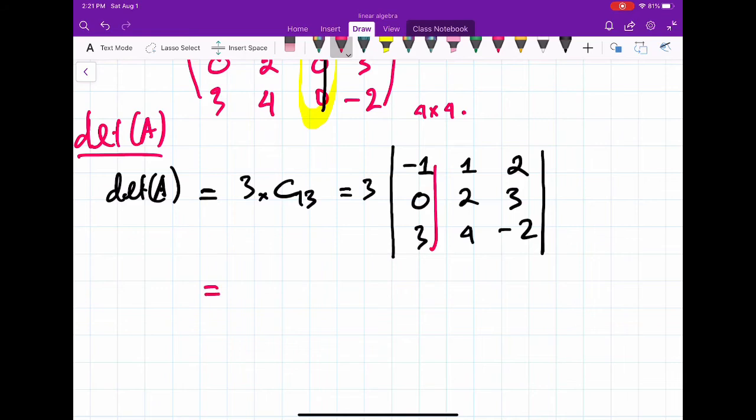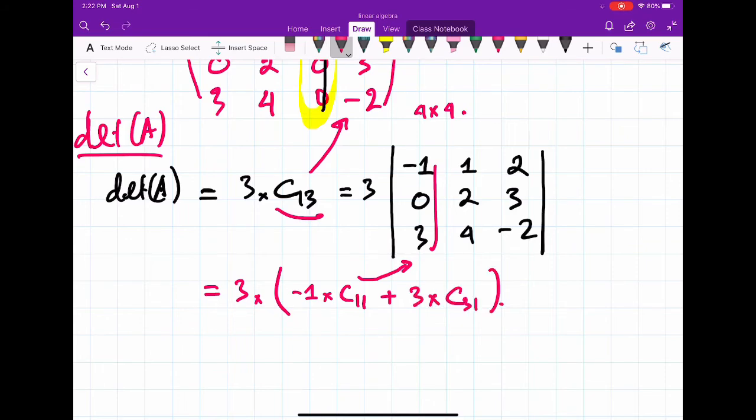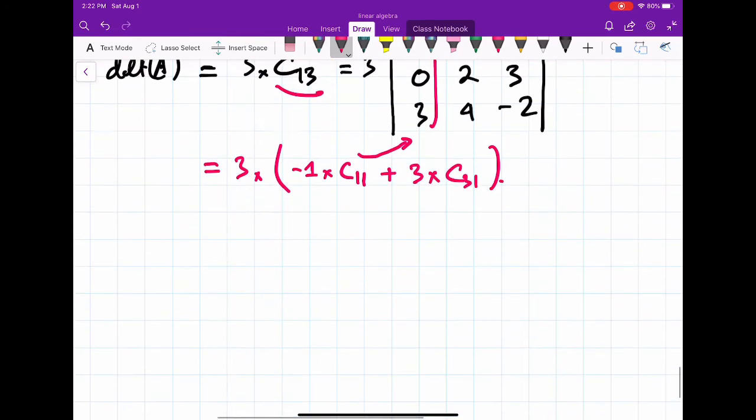So this is equal to 3, that is the coefficient. In the first column I have negative 1 in here, times C11, right? Okay, this is already a different C. This is already the cofactor for this matrix, and this is for the original one. So I have negative 1 times C11 plus 3 times C31, okay? Which is good. We need to pay attention to the sign.